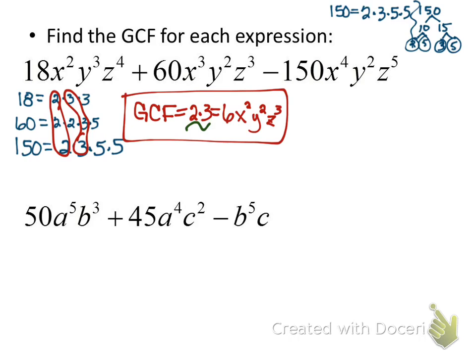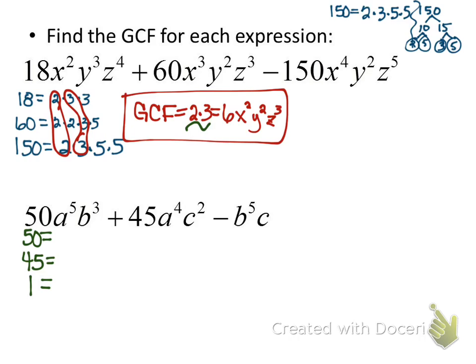Okay, so let's take a look at the next one. So we have 3 terms here. When I say 3 terms, do you guys understand what I'm talking about? This would be a term, this would be a term, this would be a term. So I have 3 coefficients. When I say a coefficient, what do I mean by that? The numbers. Yeah, the numbers. So I have 3 coefficients. I have 50. I have 45. What's my third coefficient? 1, because that's a number.